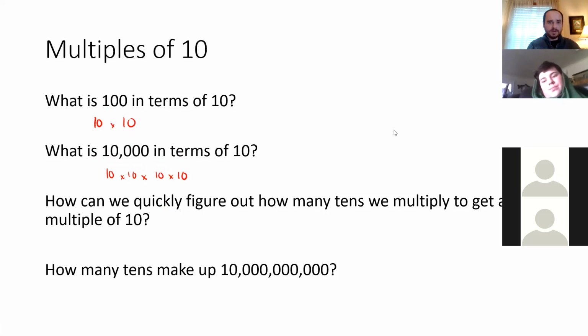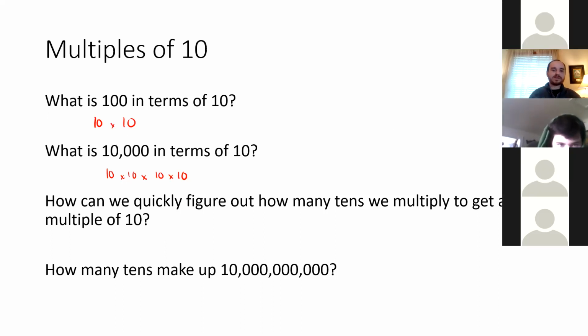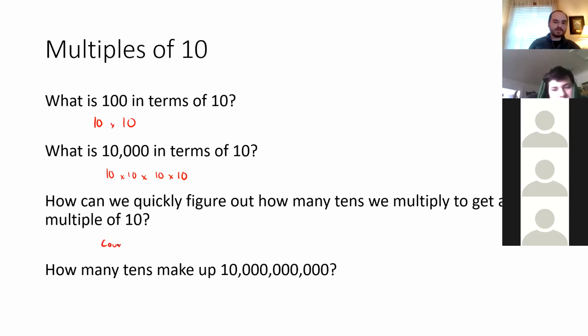Now, here's a question for you. How can we quickly figure out how many multiples of tens, or how many tens we multiply to get to a multiple of 10? We don't need a tens table. We can do this really easy. There's a trick. So look at this one. Janie, do you have an idea? Count the zeros. That is exactly right. We're going to count the zeros. So for instance, in 100, we have 2 zeros, which means we have 2 tens. In 10,000, we have 4 zeros, so we have 4 tens.